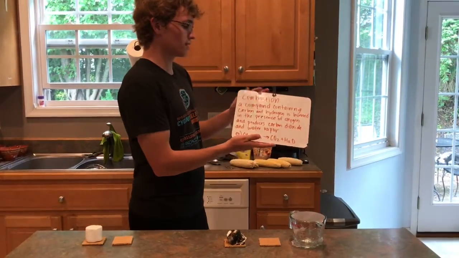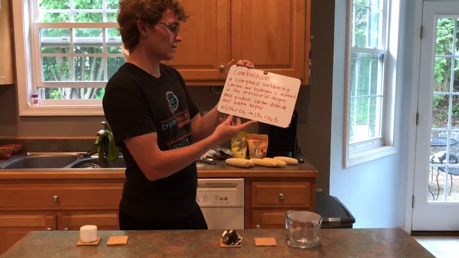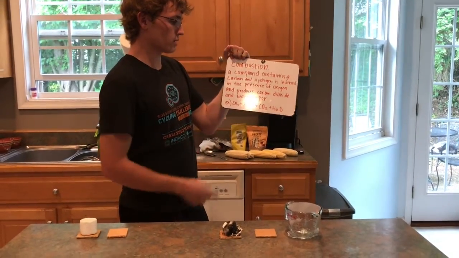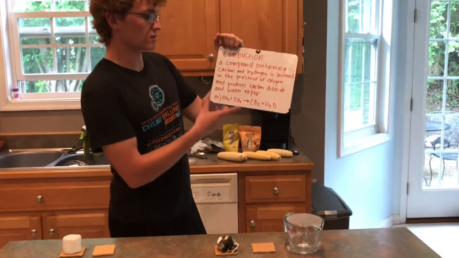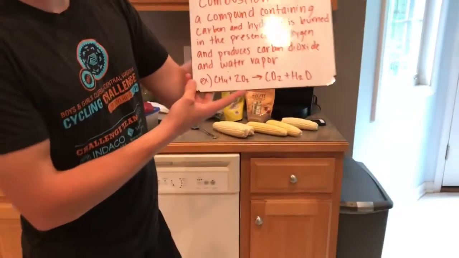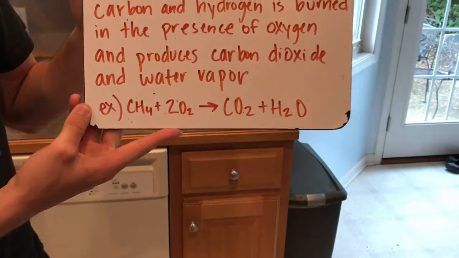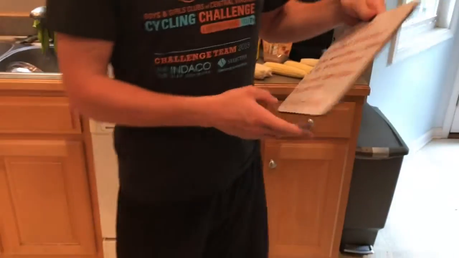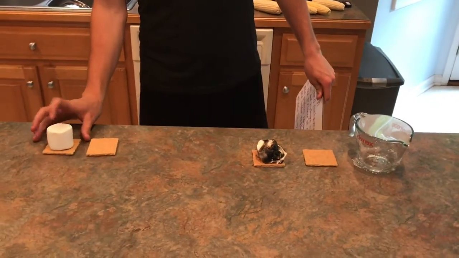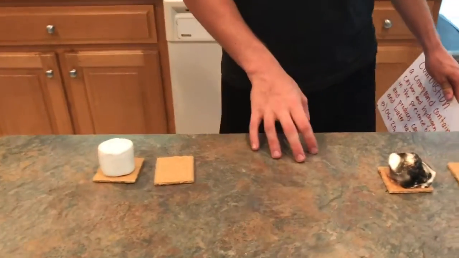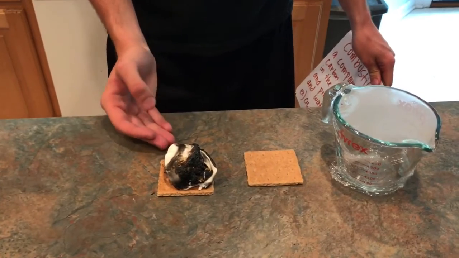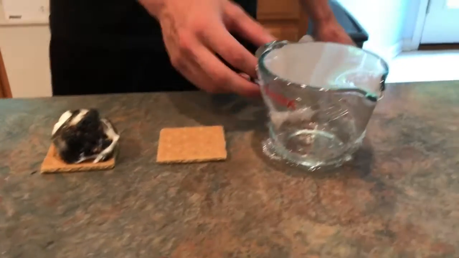Alright, so our last reaction is combustion, and that's when a compound containing carbon and hydrogen is burned in the presence of oxygen and produces carbon dioxide and water vapor. So our example is CH4 plus 2O2 produces CO2 plus H2O. And our food example is marshmallow plus graham cracker produces burnt marshmallow, which releases carbon dioxide, graham crackers, and water vapor.